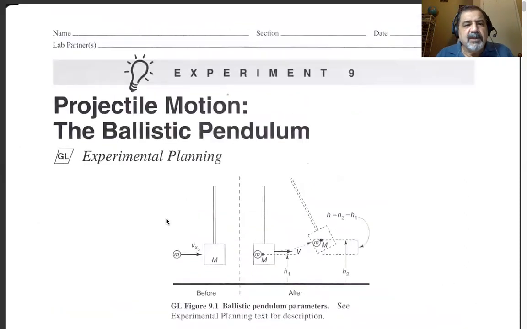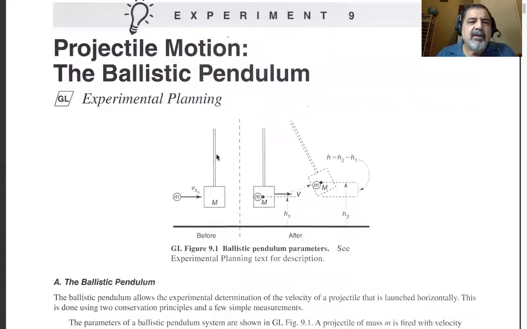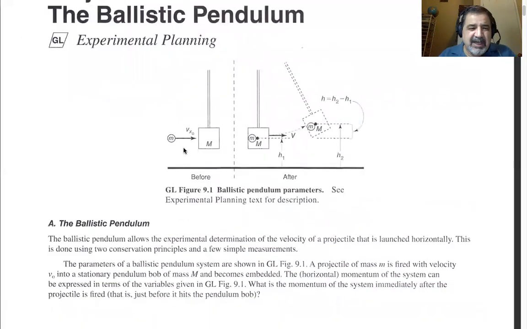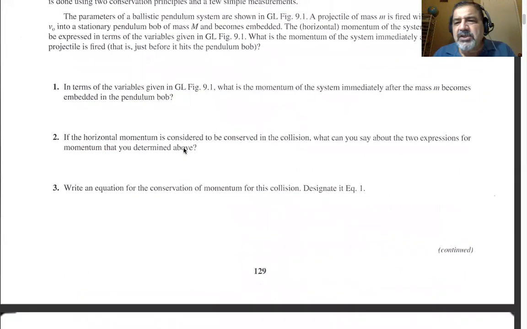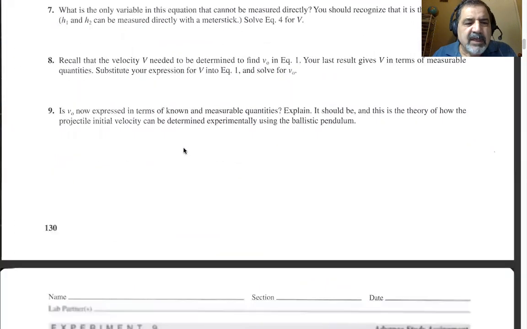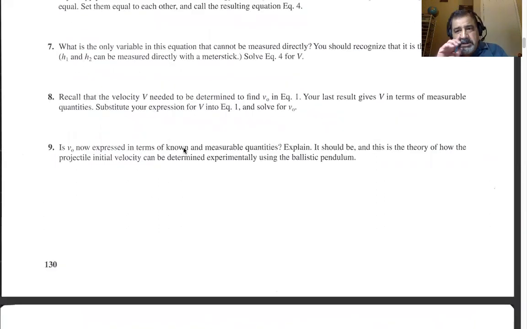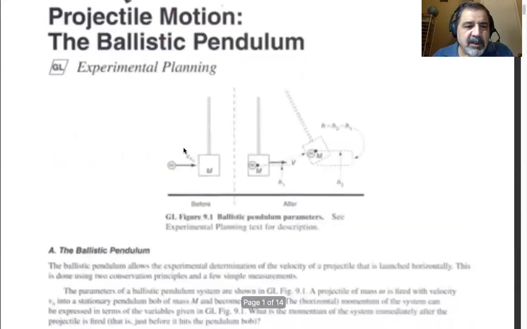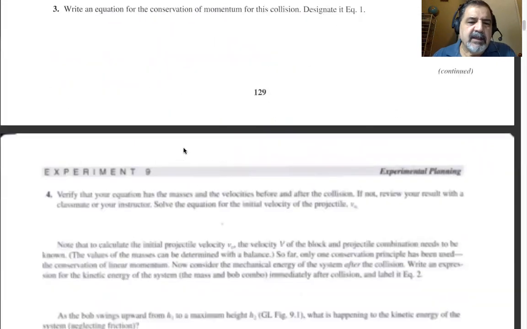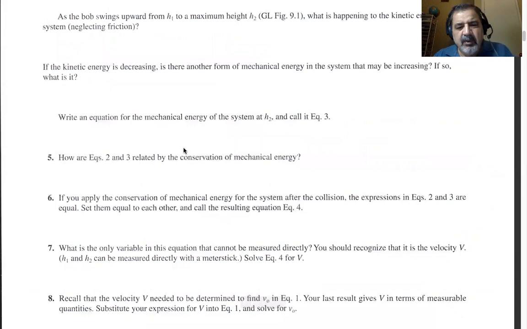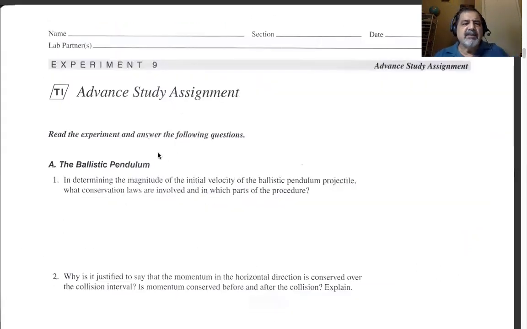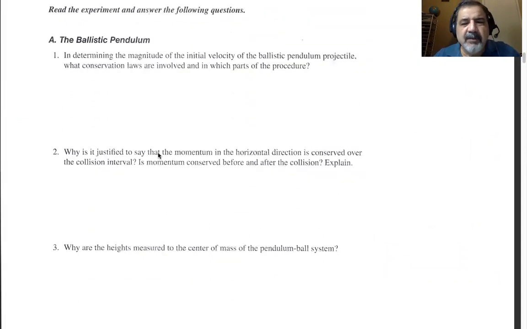So here's the experiment, experiment 9. This figure is at the experimental planning stage. There's a bunch of questions here. It's not required. If you want to answer them, I'll give you extra points, but there are 9 extra questions if you do this experimental planning portion. If you want to do it and get points, you're welcome to do it. But we're going to start here at the advanced study assignment.